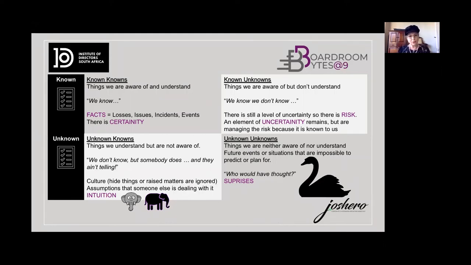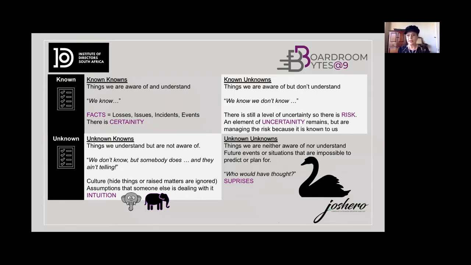To unpack a little bit more about black swans, some of you will also be familiar with something that Donald Rumsfeld once said when he was justifying his invasion of Iraq at the time. And he spoke about known knowns and unknown knowns. And what that really meant is that sometimes we know about things and sometimes we just don't know about things. And on the screen in front of you, you'll see a little bit of an unpack of what that all means.